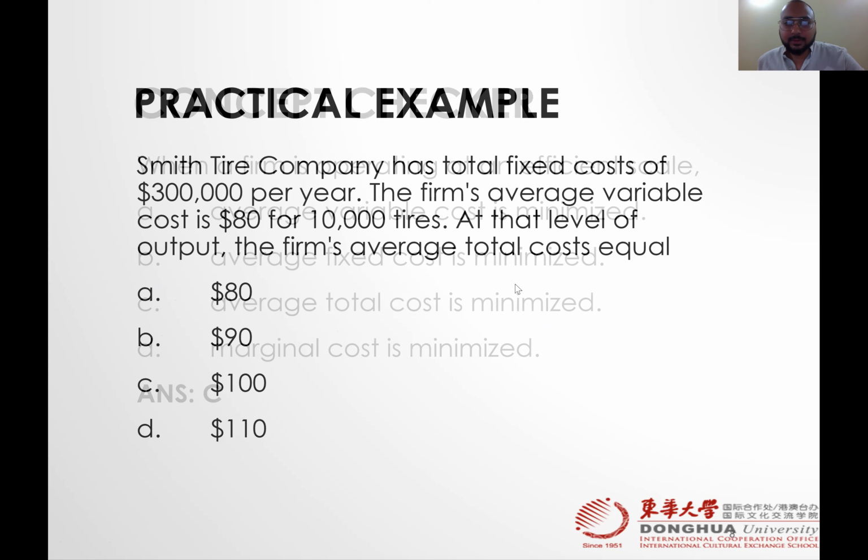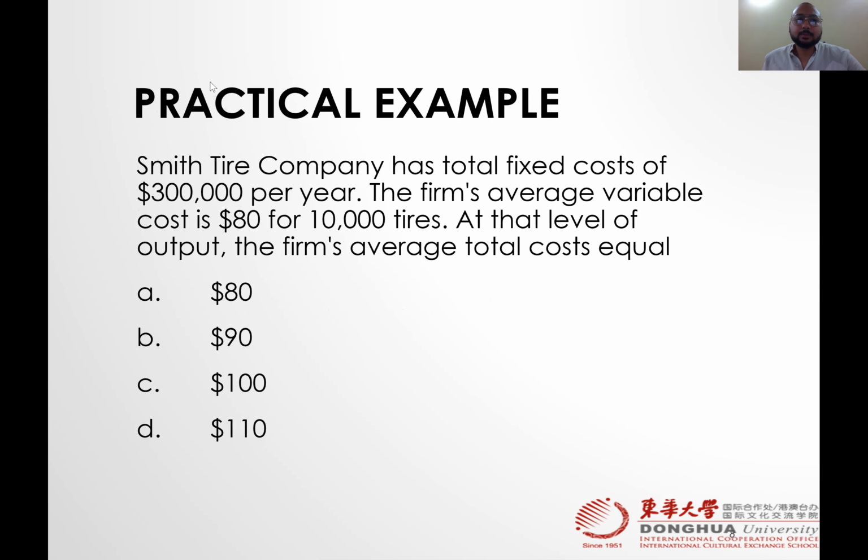Now please answer this question. So Smith Star Company has a total fixed cost of 300,000 per year. The firm's average variable cost is 80 for 10,000 liters. At that level of output, the firm's average total cost equals, this is a little bit tricky.